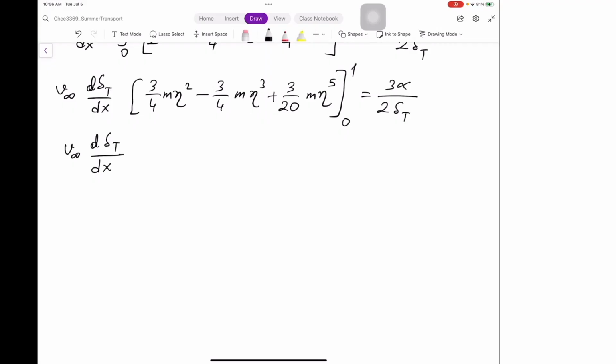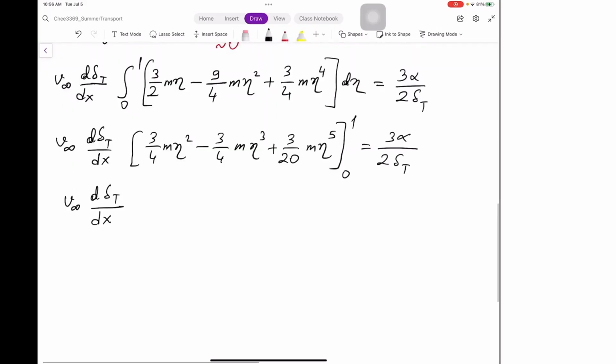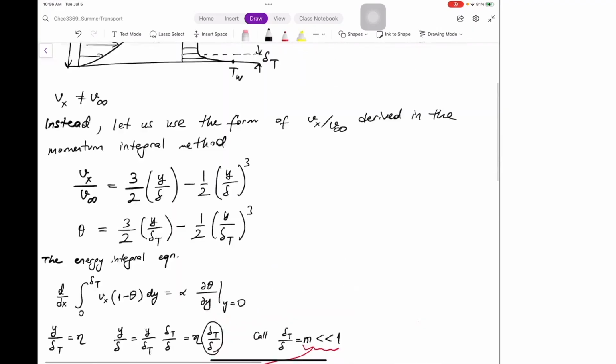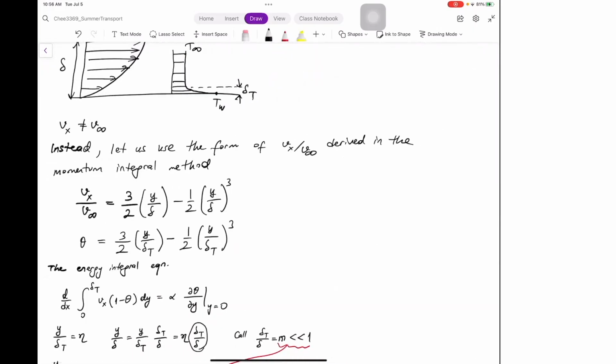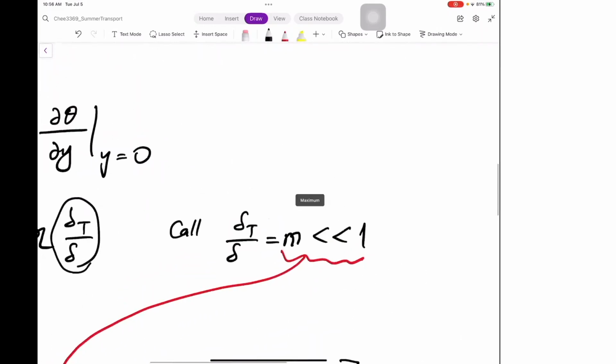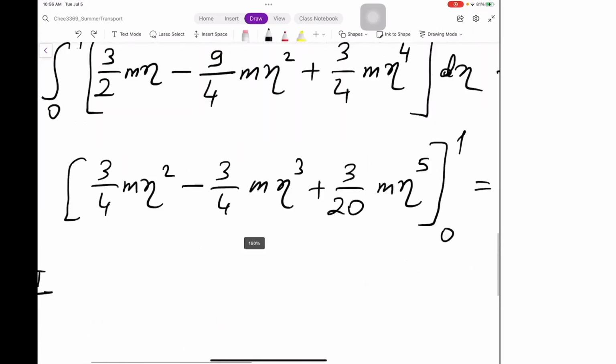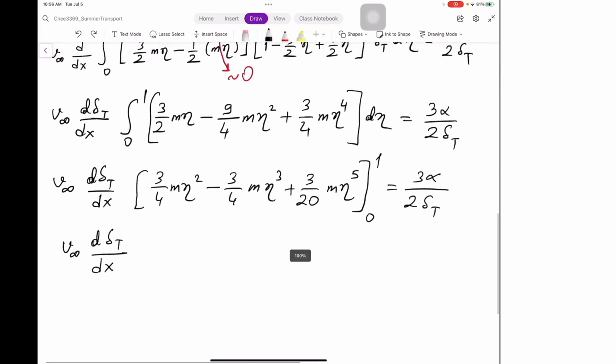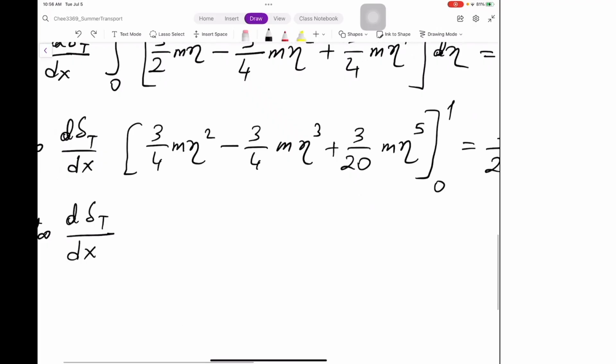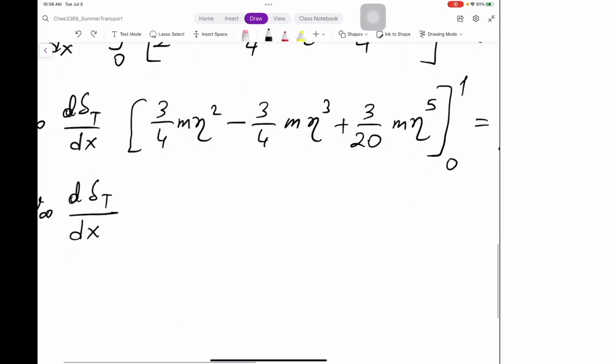Okay, but I think I did something wrong here. Here is the thing. I guess that m is not a constant because m changes with delta t and delta. So since delta t and delta are functions of x, m is going to be a function of x. So I should not forget that m is a function of x. So this derivative actually should act on m as well. Okay, so I should keep that in mind.